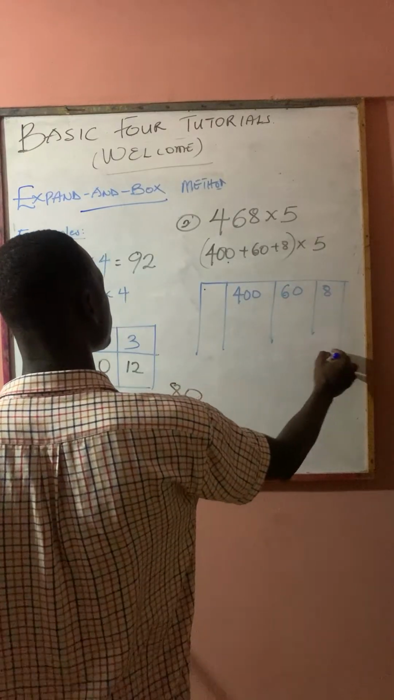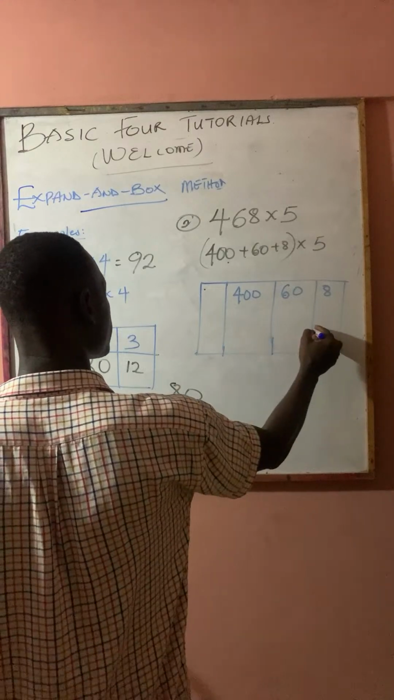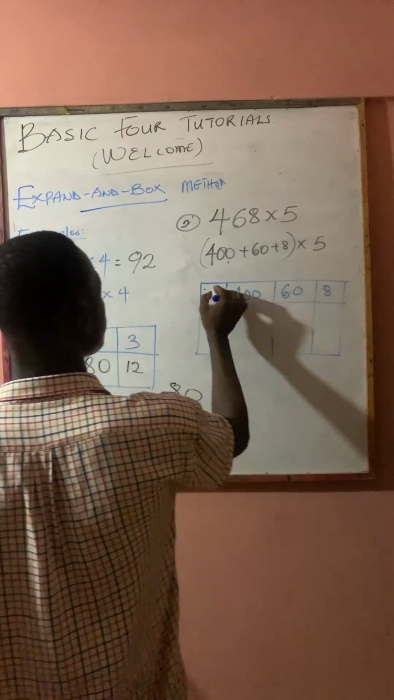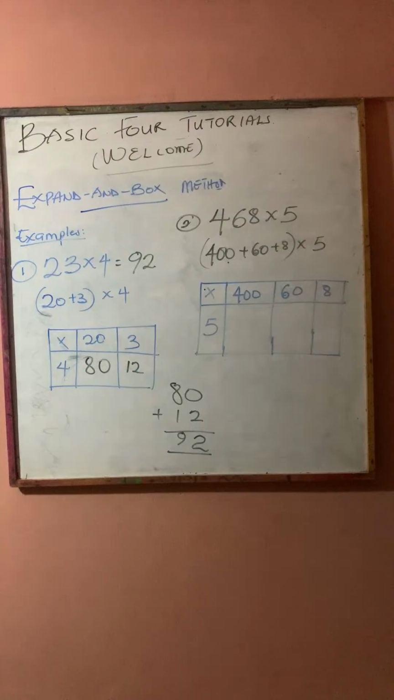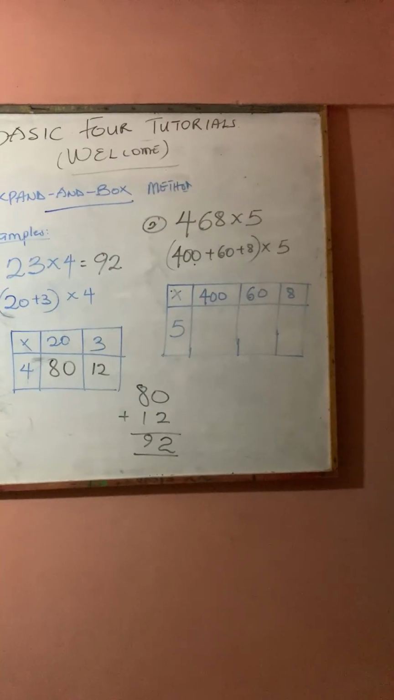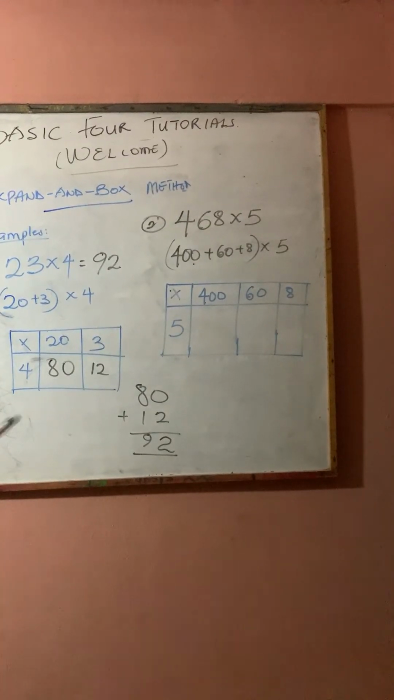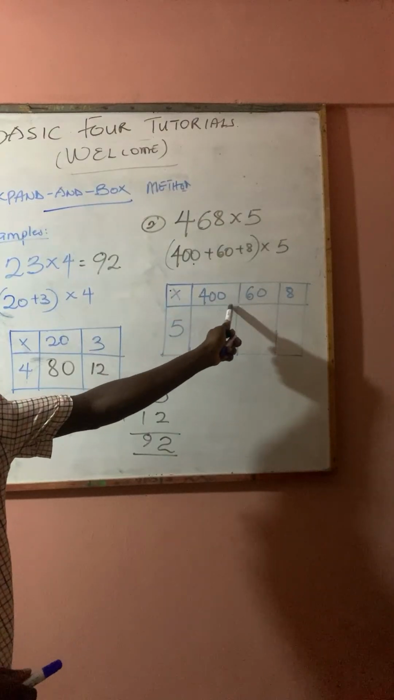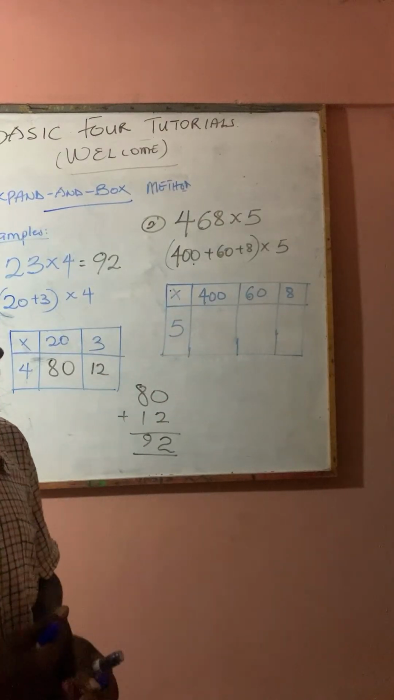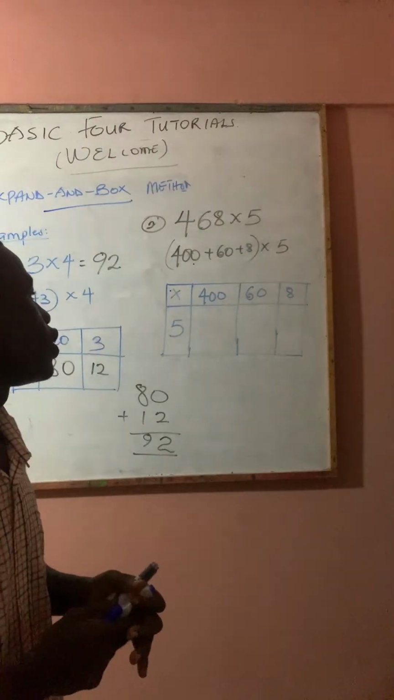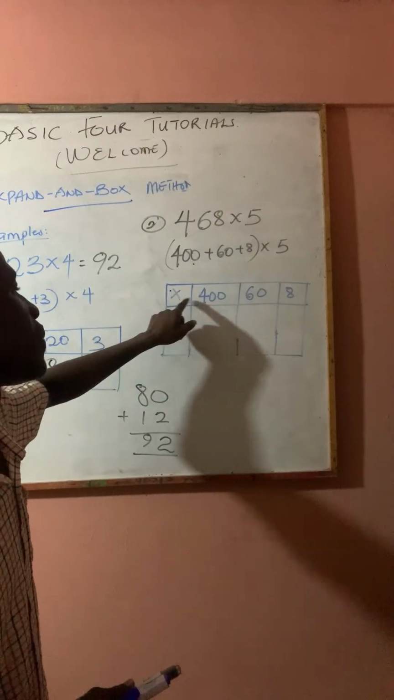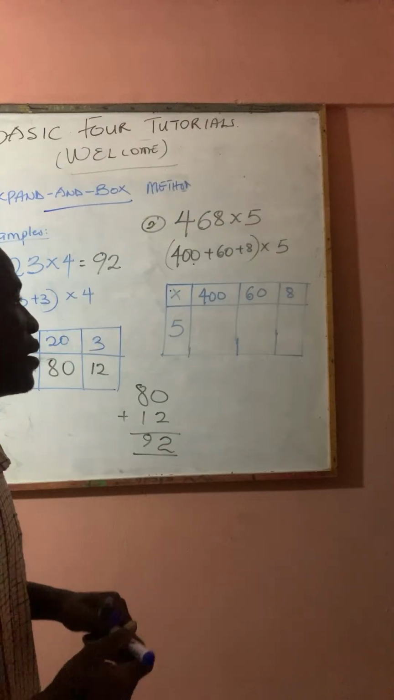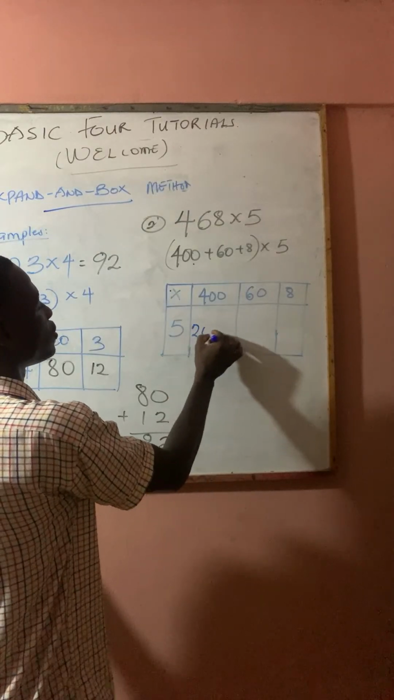468 times 5, as we can see. All right, so here we go. What is 5 times 400? Now, by the annexing and adding zeros principle, okay, we are going to hold up these two zeros and multiply the non-zero digits. 5 times 4. What's the value of 5 times 4? That is 20. Write down 20.